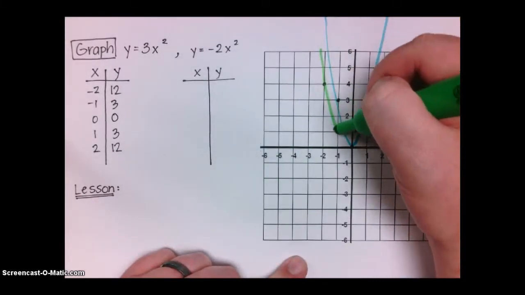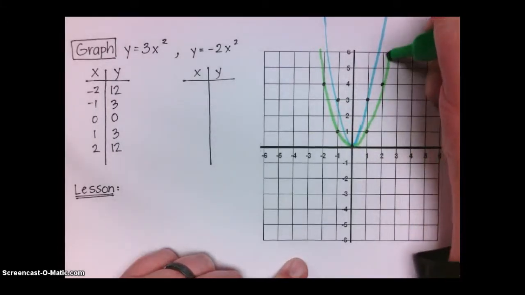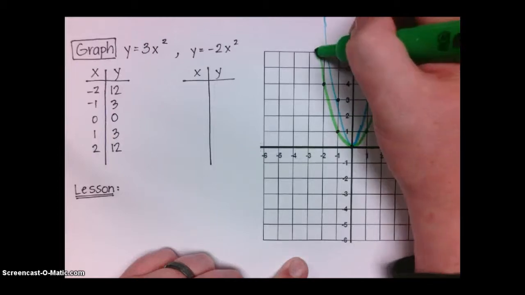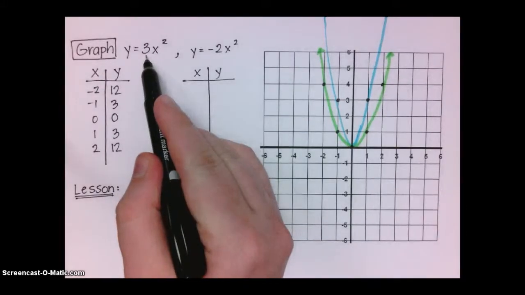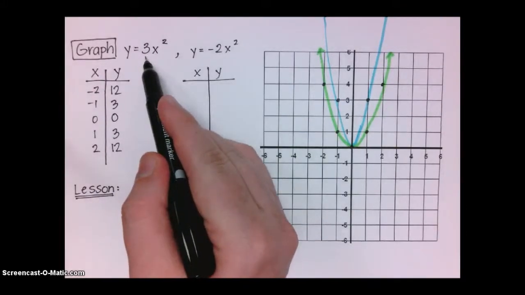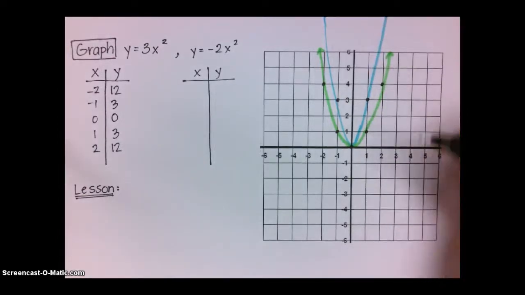And what do you notice? It looks like this parent one is actually a little thicker than the one with the 3 in front of it. Okay? Looks like the one with the 3 in front of it is even more narrow. Now, why don't we try another one and see if that's the same kind of case?